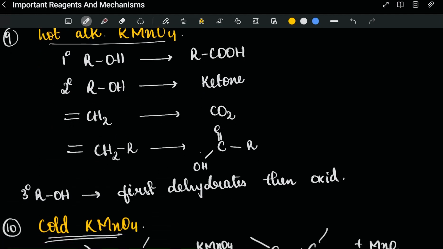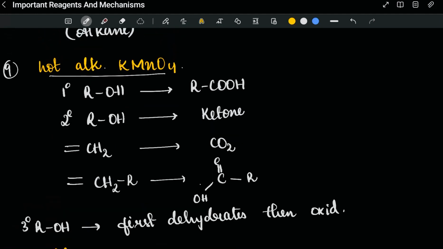As you can see here, our ninth reagent is hot alkaline KMnO4. Hot is important. Alkaline KMnO4. As we have discussed in the alkenes chapter, hot alkaline KMnO4 helps in oxidative cleavage. Whenever we have a CC double bond, and we are talking about hot alkaline KMnO4 or cleavage, we are going to break this double bond, and depending on that, we can write the products. The mechanism is there in the alkenes video, or you can just revise it.